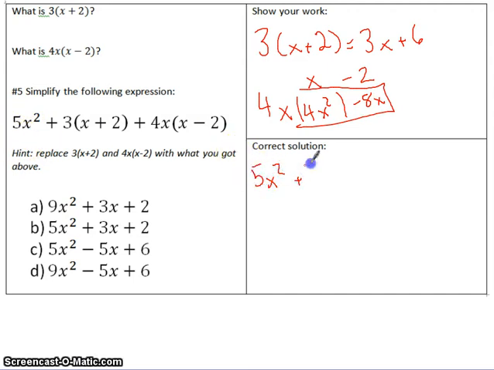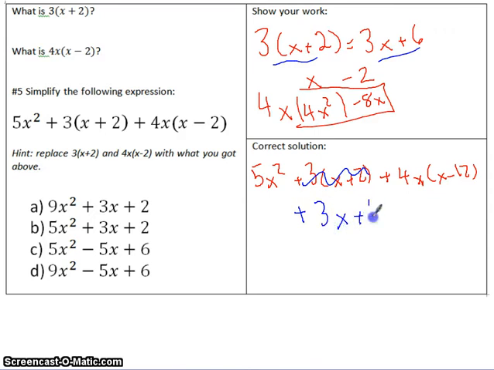5x squared, 3 times x plus 2, 4x times x minus 2, and I'm going to do that by first replacing 3 times x plus 2 and 4x times x minus 2. So I'm going to replace these two terms with what they're equal to. So I'm going to replace this with plus 3x plus 6, and then I'm going to replace the other thing, 4x times x minus 2, with this, 4x squared minus 8x. Okay, and the 5x squared stays up here.